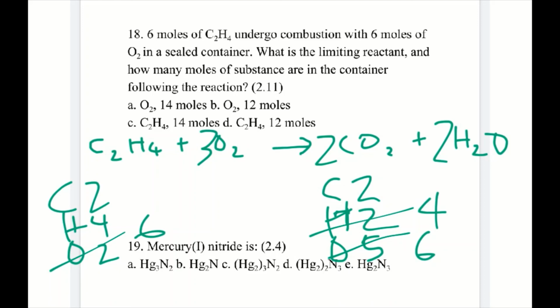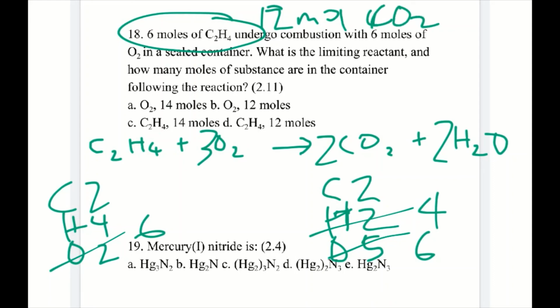Well, we have to find whichever one produces less product. So 6 moles of C2H4 will produce 12 moles of CO2, which will be the product that we will focus on, since for every one C2H4 we have 2 CO2s, so it's twice as many moles.